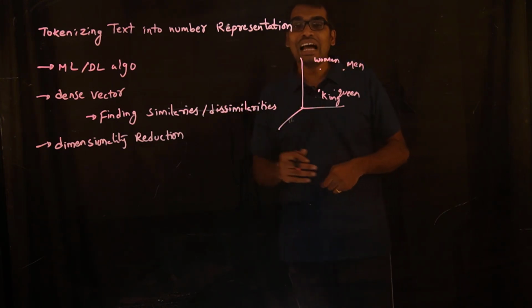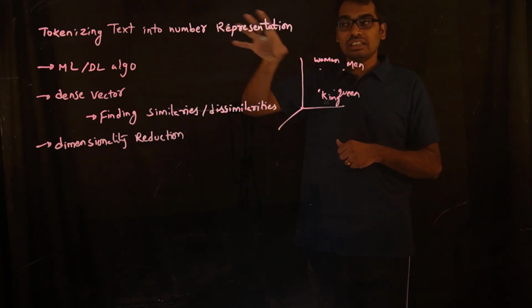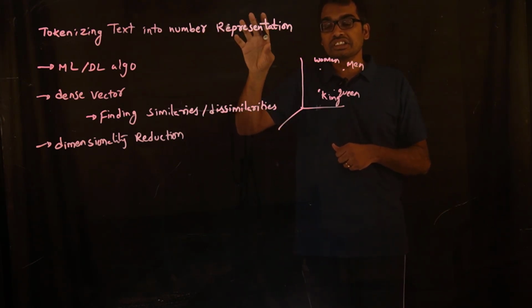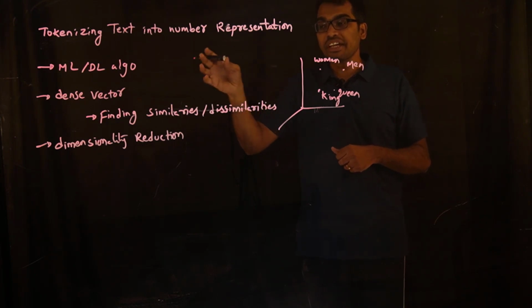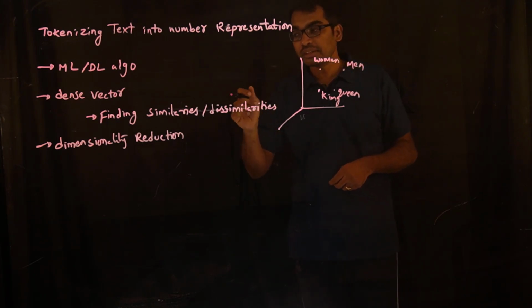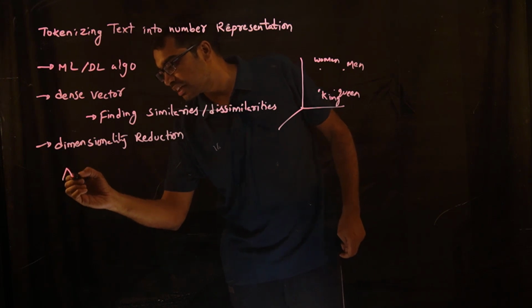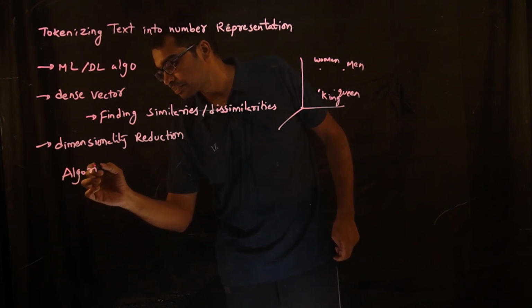So what are the typical algorithms that we have when you are going from tokenizer into a number representation? What kind of representations and algorithms do we have? The first algorithm is the one that we will study now.